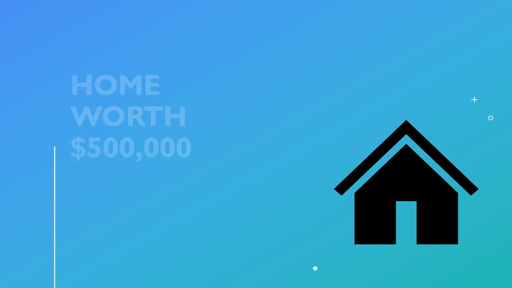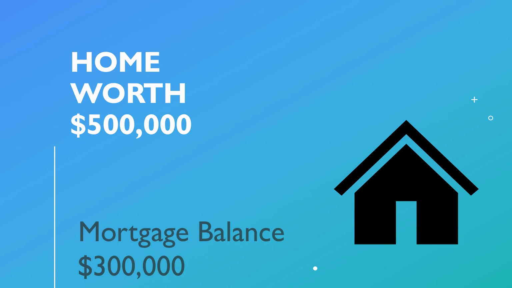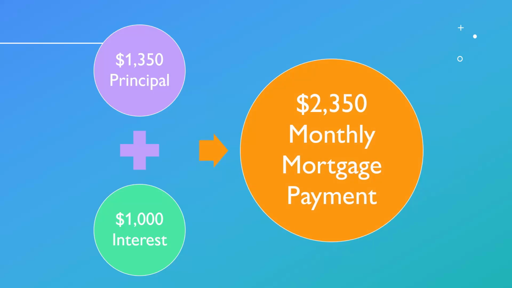Let's say you own a home worth $500,000 and you have a mortgage of $300,000. Your monthly mortgage is $2,350, of which $1,000 is interest and the remaining $1,350 goes towards the principal. Through a re-advanceable mortgage, you have access to a HELOC limit of $100,000.